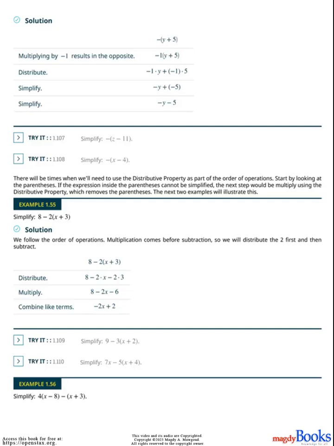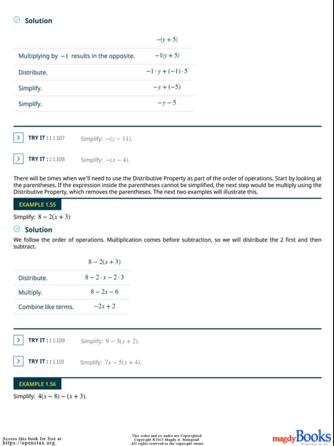There will be times when we'll need to use the distributive property as part of the order of operations. Start by looking at the parentheses. If the expression inside the parentheses cannot be simplified, the next step would be to multiply using the distributive property, which removes the parentheses. The next two examples will illustrate this.